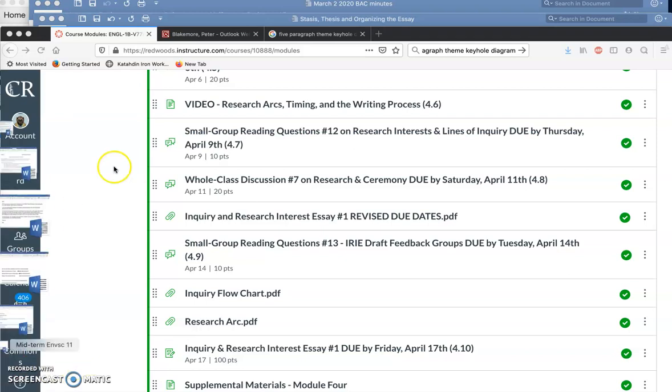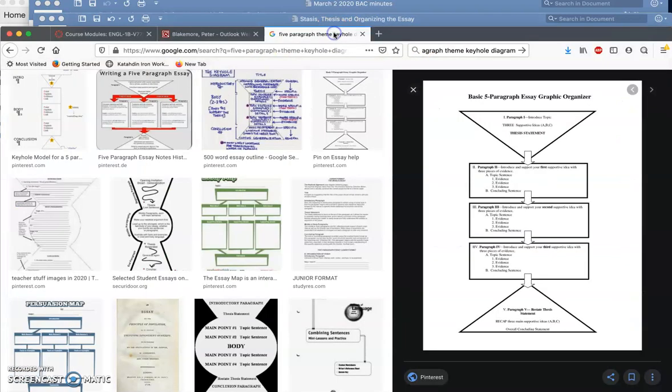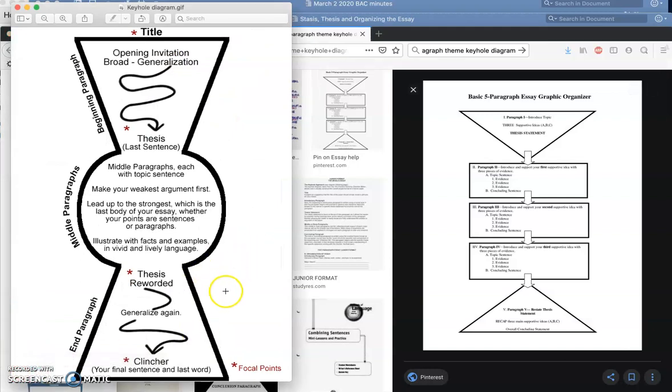If you do a little search here for 5-paragraph essay or the keyhole diagram, you're going to see a lot of stuff like this. And let's just talk about that for a minute. I posted several videos about this. If you haven't watched the video on the composition process that I posted just before this first IRI was due, you should take a look at that because it definitely goes back into detail about things that I've been talking to you about all semester.